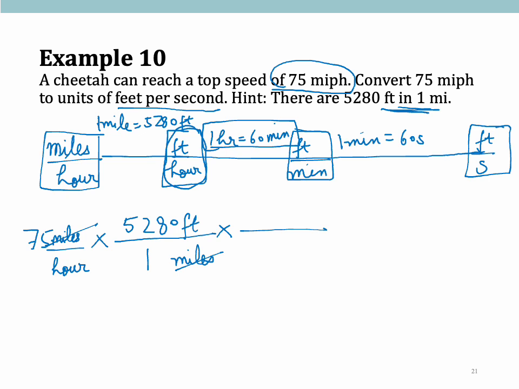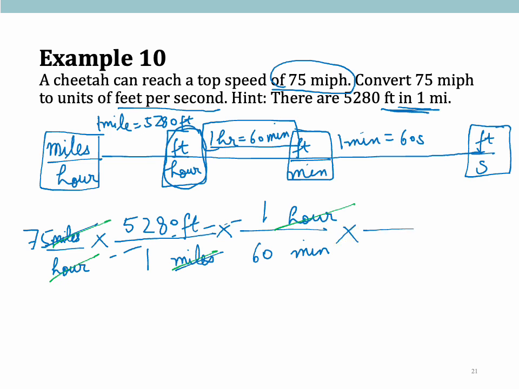So my starting unit now is hours, and it's listed at the bottom, and it should always be right across, which means hour will be here and minute will be here. 1 hour, 60 minutes. Now remember, the whole purpose of writing them across from each other is so you can cancel them. So if I cancel hour with this hour, I can do that.